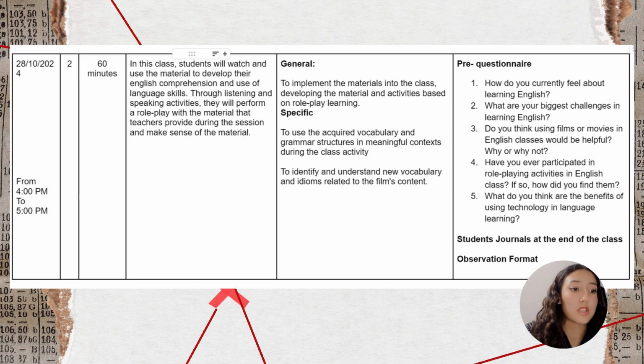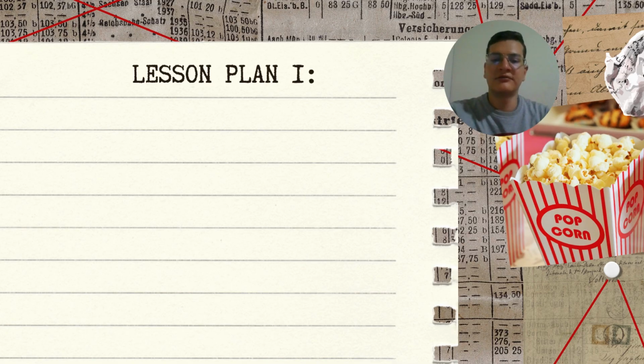In this questionnaire we have 5 questions related to the use of these specific activities, about the use of cinematography, the use of movies, and role playing to learn English. Of course, at the end of the class, the students are going to do their journals, and we are also going to use the observation format.